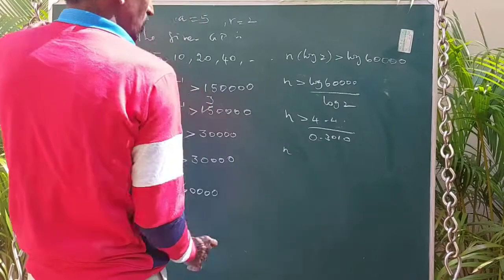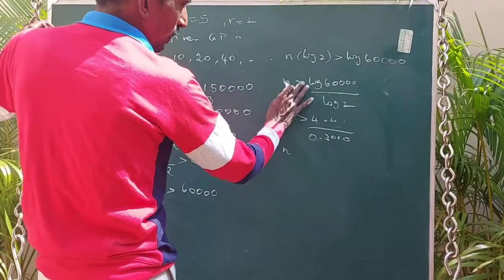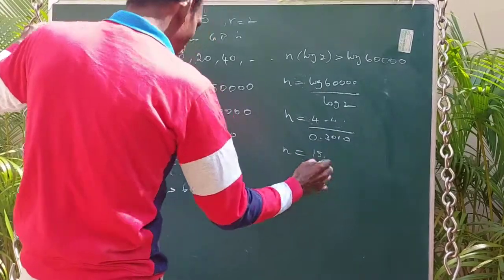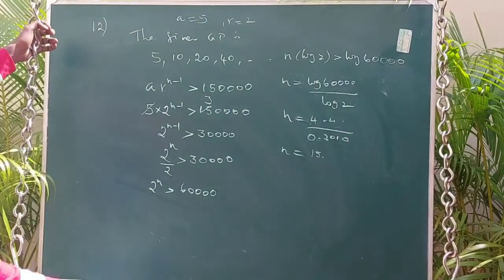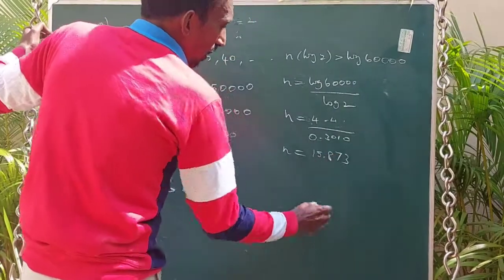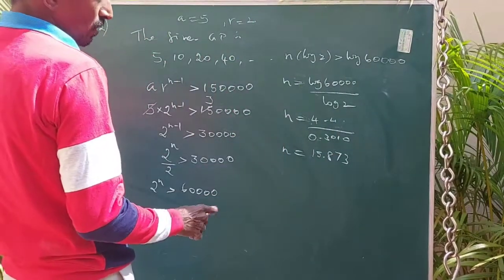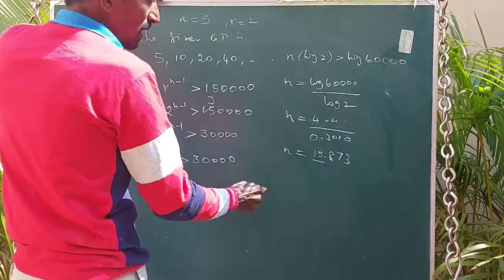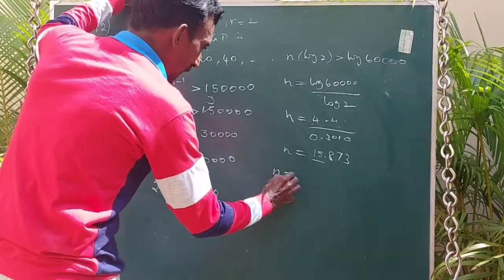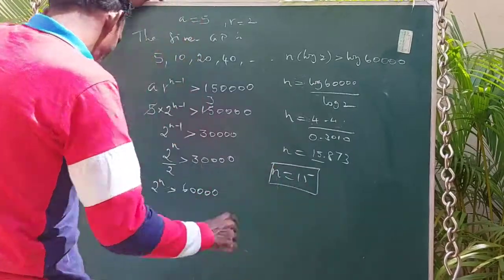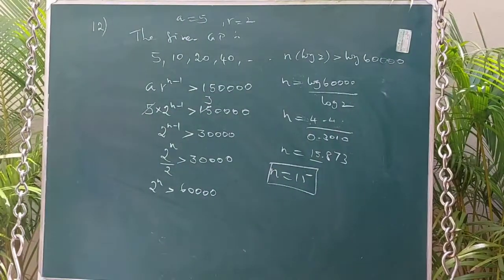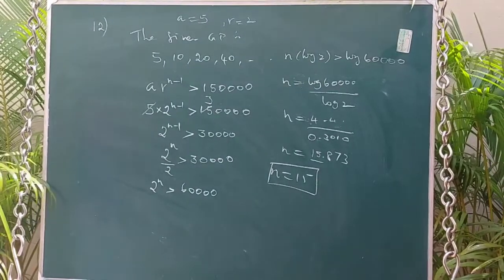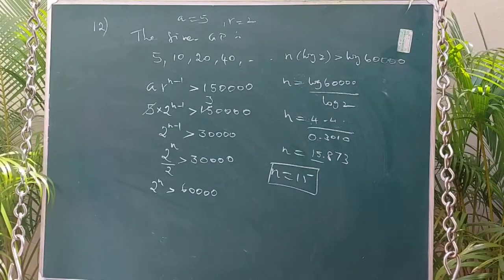So if you find out the answer, okay, first assume it is equal. So we are getting 15.873, but if we compare, so 14, 15, 16, if we compare all the values, so 15 is the sufficient value. So n equal to 15 is the sufficient answer. So at the 15th day, the infectious virus particle just grows over 1,50,000 units.